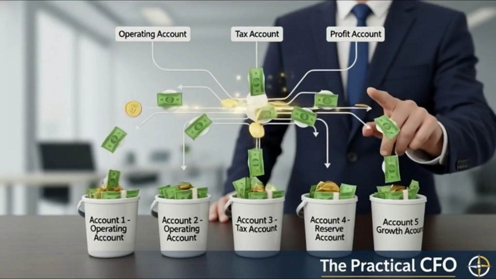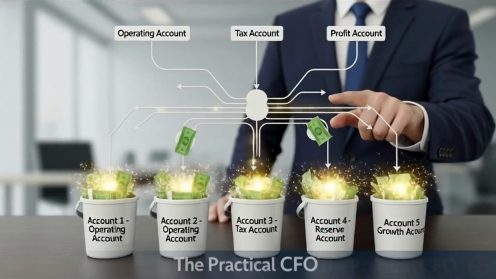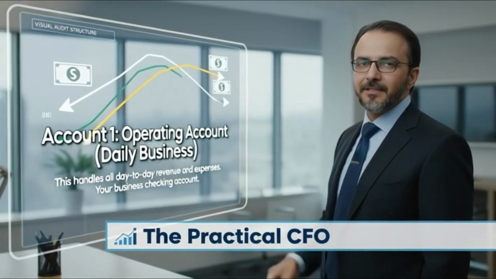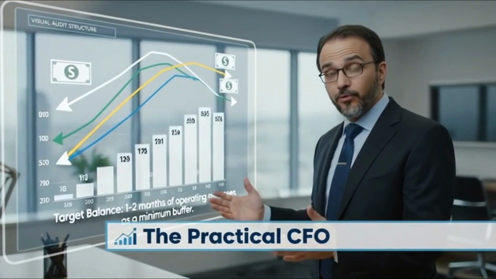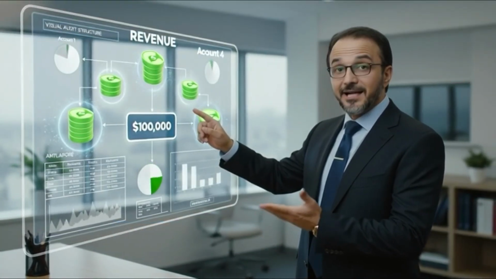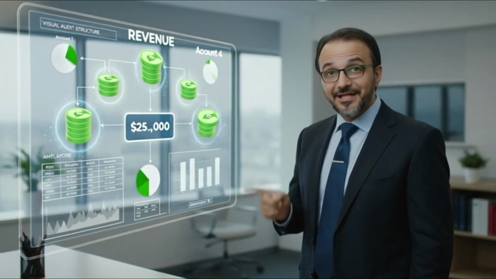Here's the CFO-level system for capturing and allocating profit. This is account 1, your operating account. It handles all your daily revenue expenses. Maintain a buffer of 1 to 2 months expenses. But here's the key. The moment revenue hits this account, you immediately allocate portions to the other 4 accounts. Revenue doesn't just sit here.